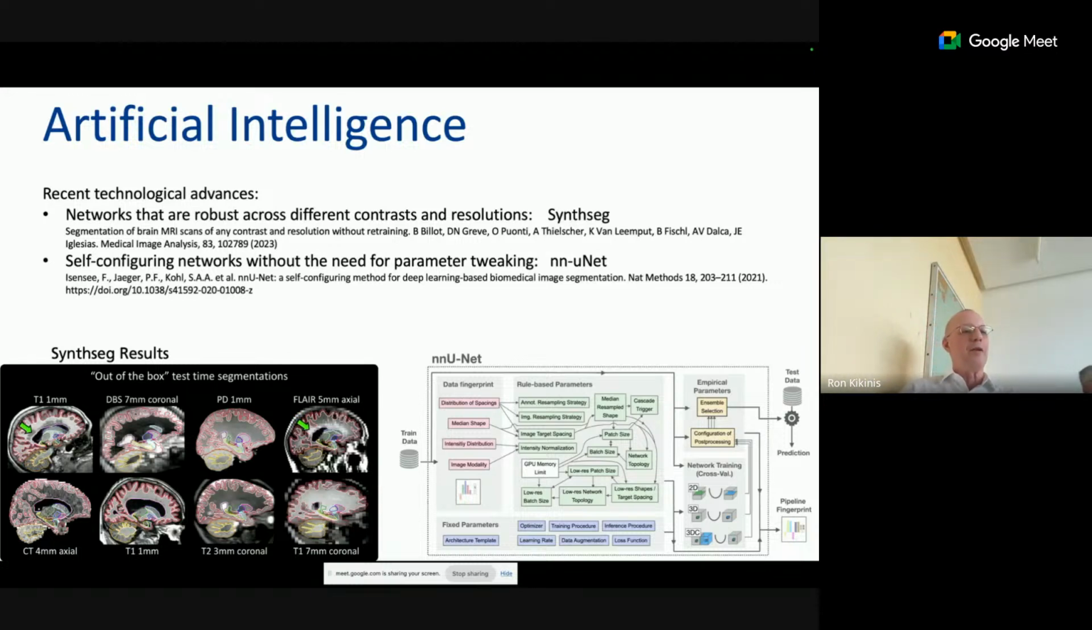What you see on the right side is nnU-Net, and nnU-Net is an attempt to automate the parameter setting for the ANN. And as you see, it's a very complex internal organization. The algorithmic work was done by the group at DKFZ, led by Klaus Maier-Hein. And the first author of this work is Fabian Isensee. This was published a few years ago, 2021.